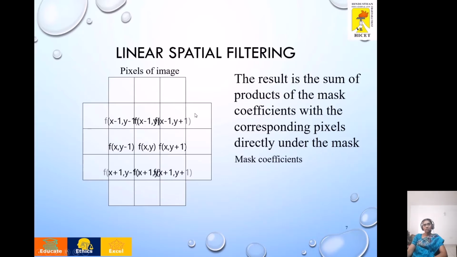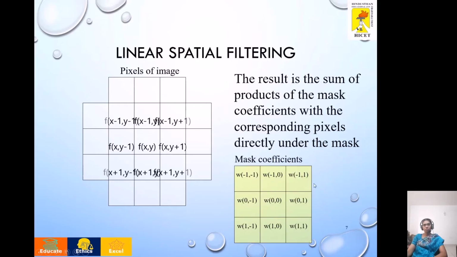In that, first the image is taken. The pixel for which you are going to find the response is considered as f(x, y), and the above row is the x minus 1 row, the below row is the x plus 1 row, and this column is the y minus 1 column, and this column is the y plus 1 column. Accordingly, the mask coefficients are also represented: w(0,0), w(0,1), w(0,-1), and above, w(-1,0), w(-1,1), w(-1,-1).